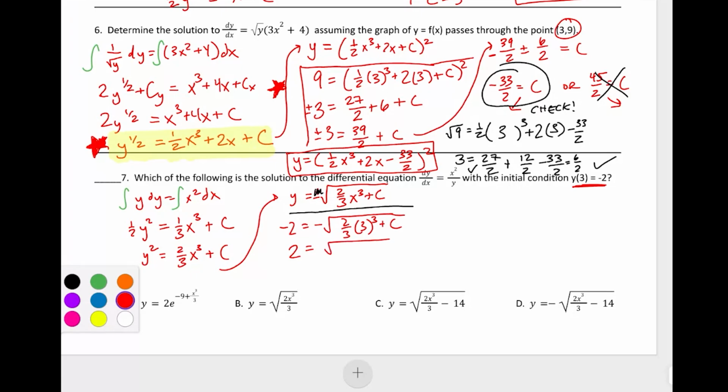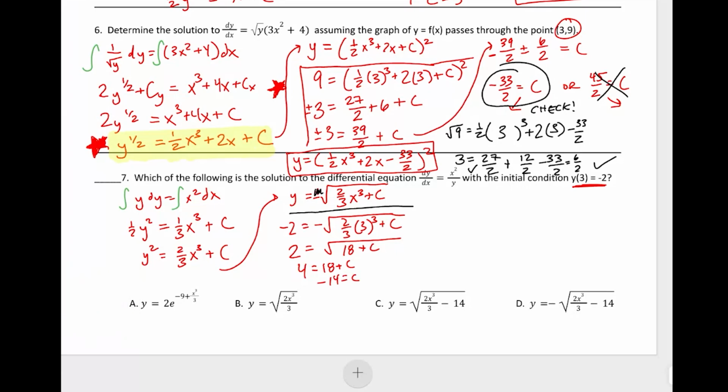Then I have the square root of, let's see here, 2 divided by 3 times 3 cubed. Well, if I'm going to divide by 3 and then multiply by three 3's, that's really the same thing as multiplying by two 3's, because one of those 3's will just reduce to 1. So we got 27 divided by 3. That's going to be 9 times 2 is 18 plus c. Now, if I square both sides, I'm going to get 4 equals 18 plus c. Subtracting 18 from both sides is going to give me -14 as my c value.